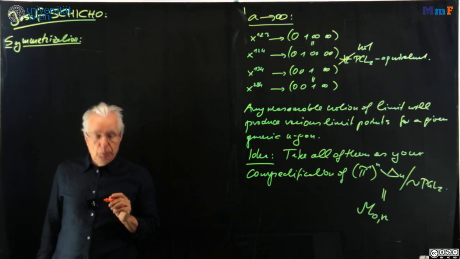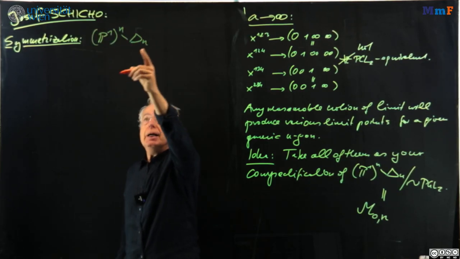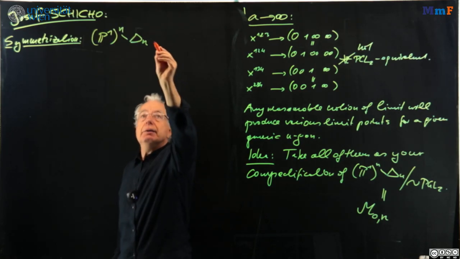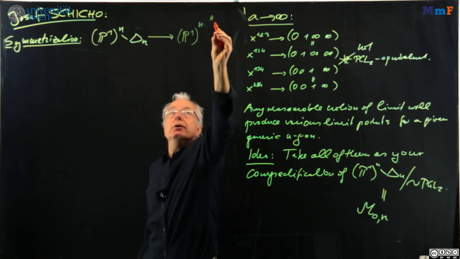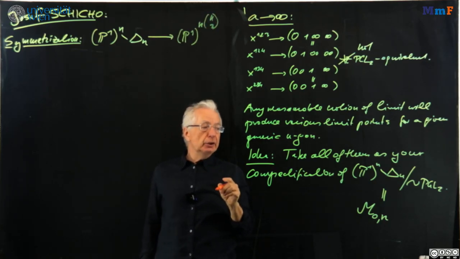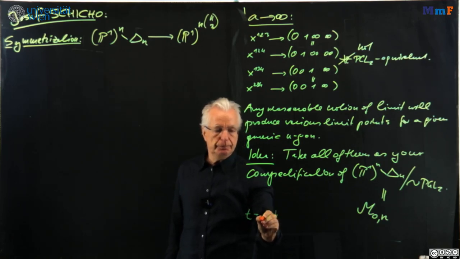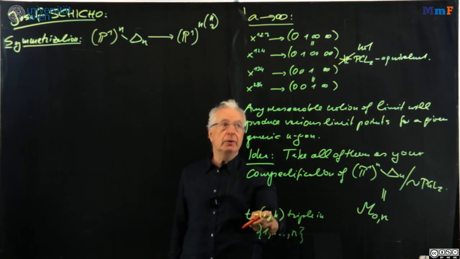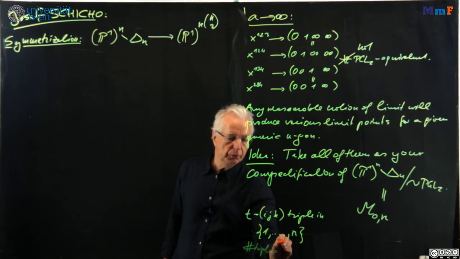So what do we do? We take here P1 to the n minus the diagonal, and we embed this open subset of the Cartesian product of P1 into a huge projective space. Namely, we send it to P1 to the n choose 3. So the n choose 3 refers to triples of numbers. So if you call t = (i, j, k) a triple in 1 up to n, this corresponds, of course, to the selection of 3 indices in our n-gons. Then the number of these triples is, of course, n choose 3.